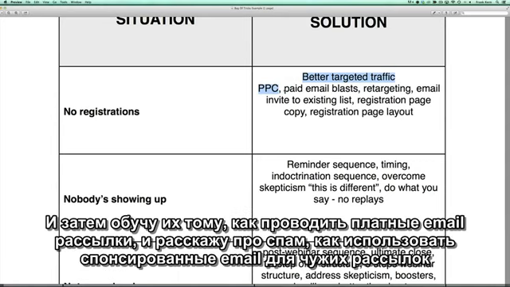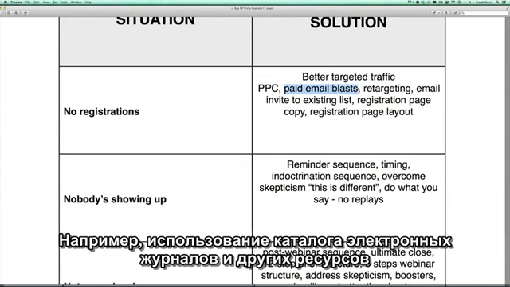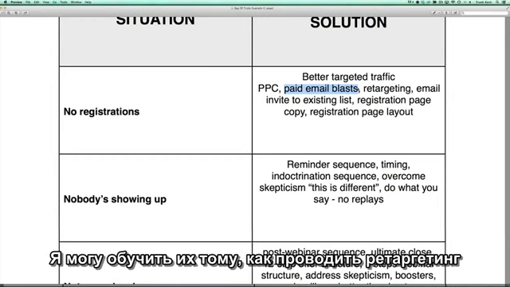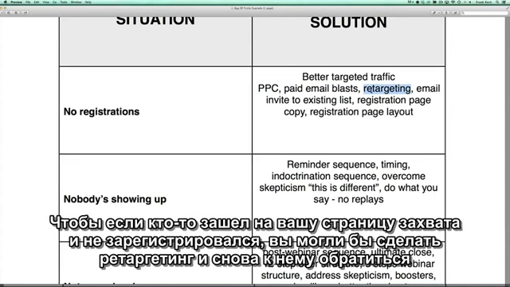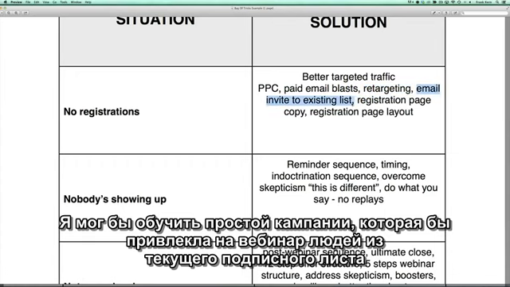And then I would teach them how to do paid email blasts. I'm not talking about spam, by the way. I'm talking about using sponsored emails to other existing newsletters, right? Such as using the directory of e-zines or SmartBriefs and all other sorts of resources. I could teach them how to do retargeting, right? So if someone hits their opt-in page and doesn't register, you can sort of follow them around through retargeting. I could teach them a simple campaign to get their existing list to come and show up for the webinar.